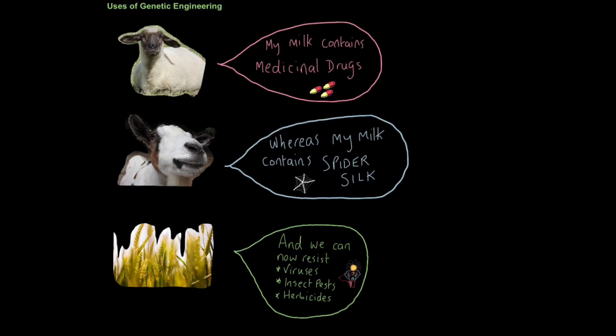More commonly, though, genetically modified crops exist, and crops which can now, for example, resist viruses or insect pests. Some crops have been inserted with the Bt gene. The Bt gene expresses a toxic chemical which kills insect pests but is harmless to humans. Also, herbicides. Imagine if you're a farmer and you need to get rid of the weeds but without harming your own crops.